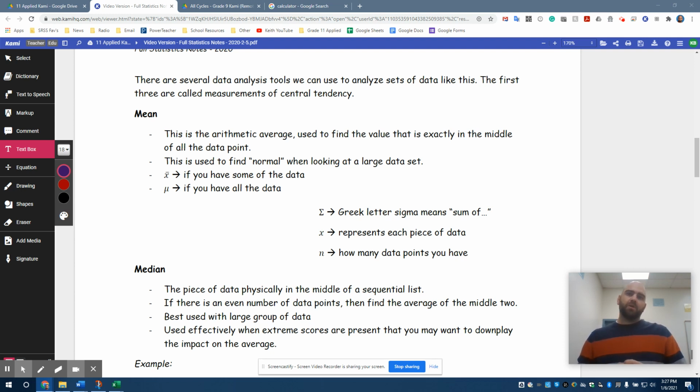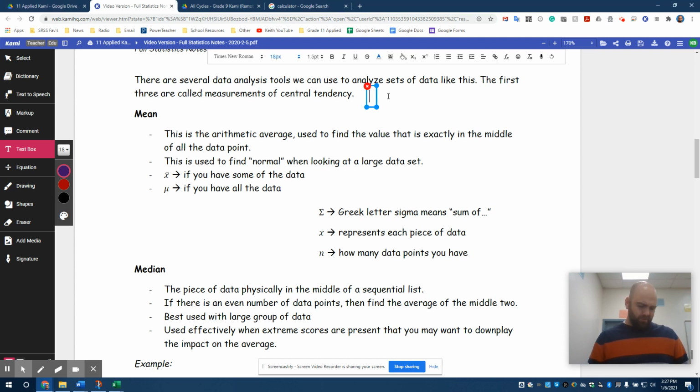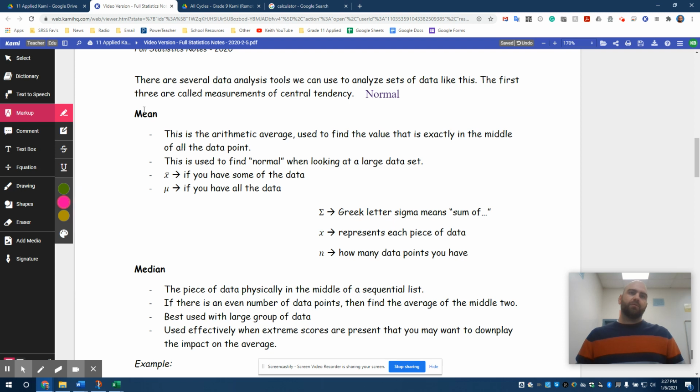And the first three that we're going to look at are called measures of central tendency. They're all measuring the same thing, well, not really the same thing, but they're all measuring normal. What is normal? And there are different ways to measure normal. The first one is something called the mean.